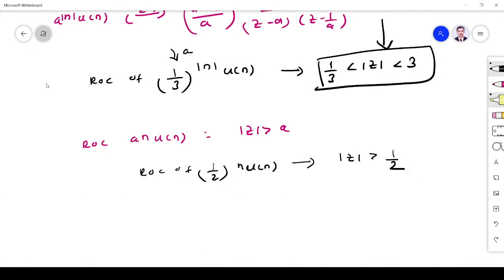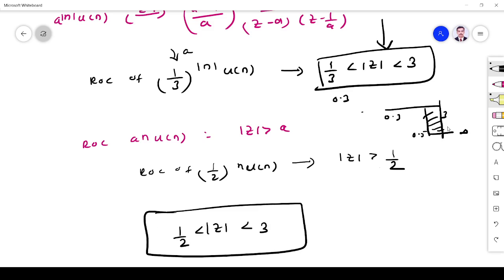So we have to find the overlapping region. Here |z| greater than 1 by 3, that is 0.3, so this one goes from 0.3 to 3. This one is 1 by 2, that is 0.5, so 0.5 to infinity. What is the overlapping region? 0.5 to 3. So the combined ROC is 1 by 2 to 3.